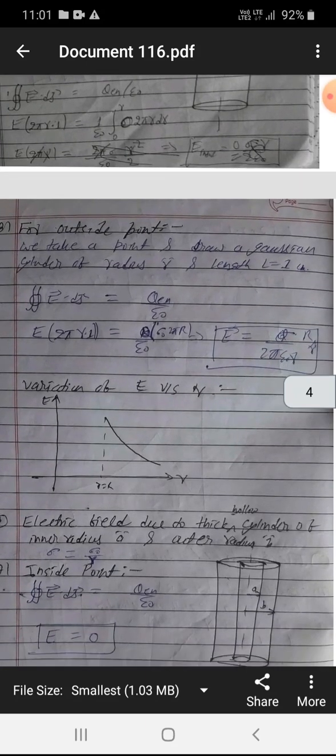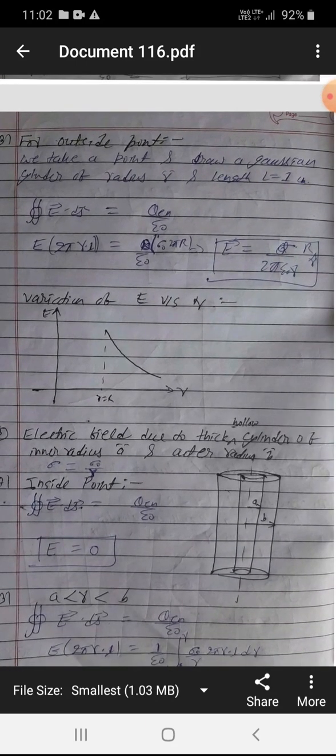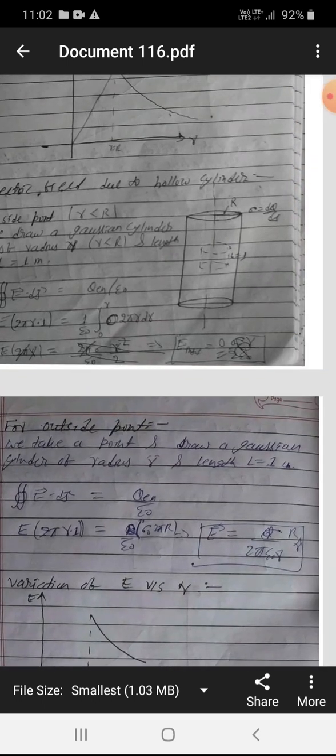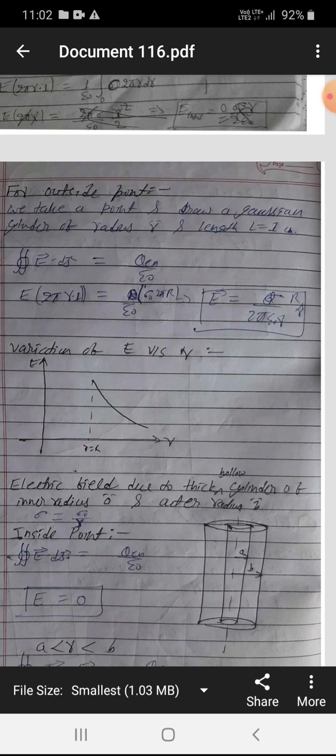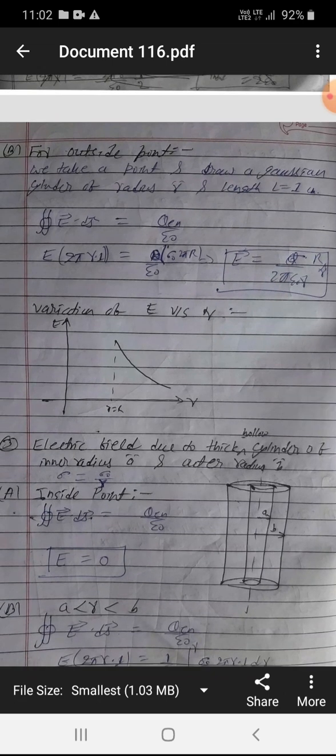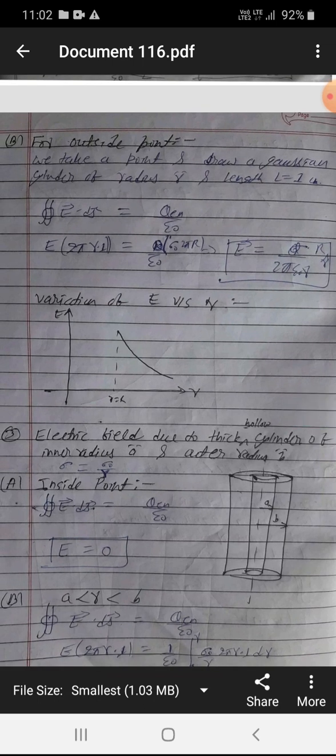Now for an outside point, we take a point outside the same cylinder and draw a Gaussian cylinder of radius small r, this time greater than capital R, with length unity. Applying Gauss law we get E dot ds equal to q enclosed by epsilon naught. So E into 2 pi r into 1 equals 1 by epsilon naught sigma naught into 2 pi R. Upon calculating we get E equal to q upon 2 pi epsilon naught r, times capital R by small r, in the r cap direction. You can see the variation of electric field versus r as shown.